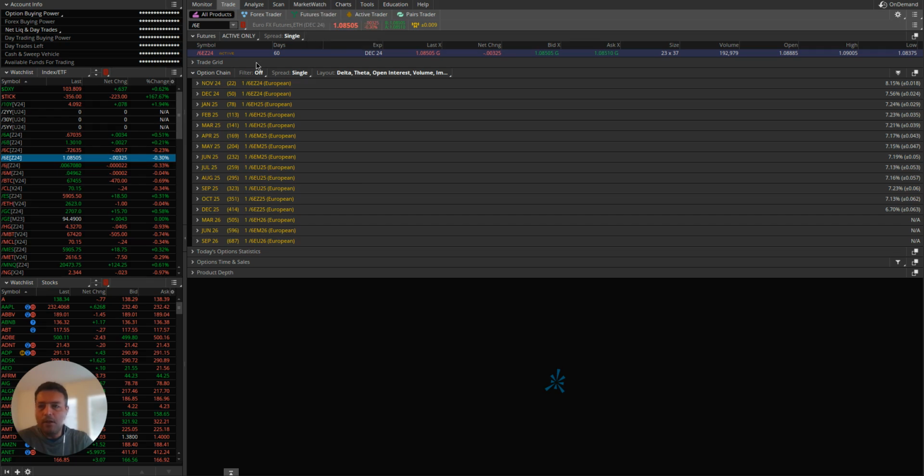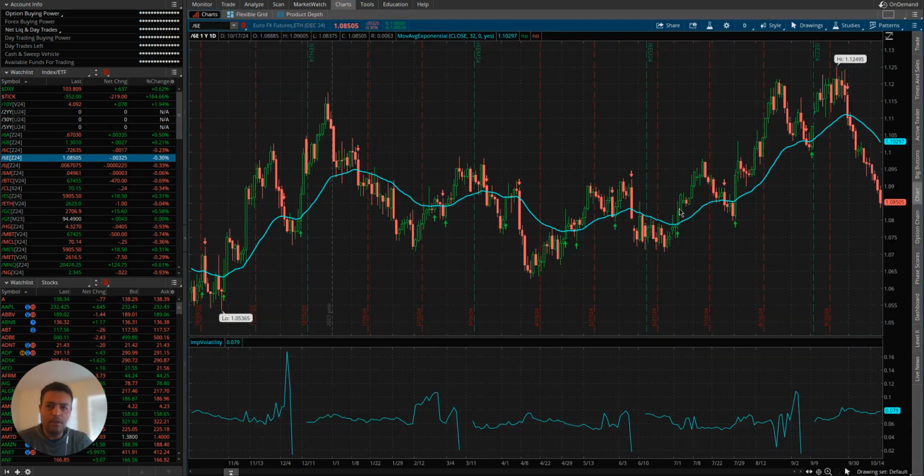So first up, I've chosen all these futures markets here. The one that is most interesting to me is the euro market. Why? Because it has dropped down. Look at this price action here. It has completely dropped down from its peak at around 1.125, and then it has gone down towards the 1.08 level.